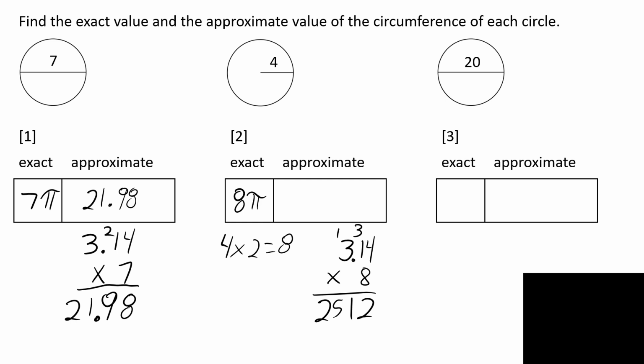In the product, I'm sorry, not the product. In the factors, one of the factors had 2 digits behind the decimal. So the product needs to have 2 digits behind the decimal. 25.12. Yay. Question 3, exact value. Well, the diameter is 20. Exact value, 20 pi. For the approximate value, got to multiply 3.14 by 20.